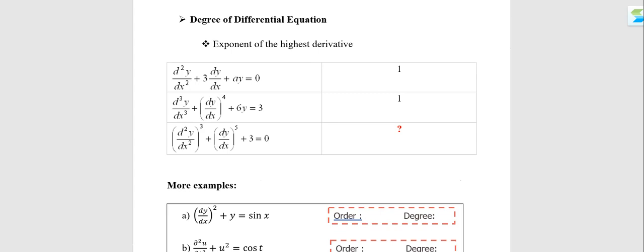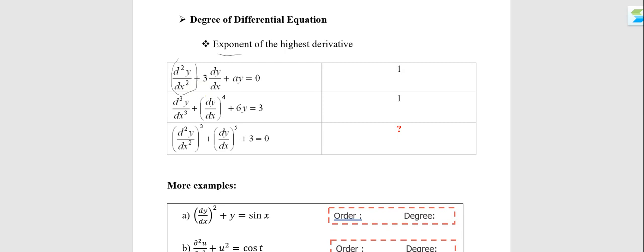Now we go to the degree of a differential equation. The degree of a differential equation is the exponent of the highest derivative. To identify the degree, we need to focus on the highest derivative, and from it we see the power. The exponent is the power, right? Let's say the first equation, you have d square y over dx square plus 3 dy dx. Here this is the highest derivative, but the power of the highest derivative is 1. So that's why the degree is 1.